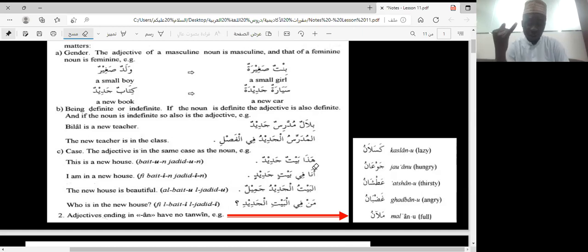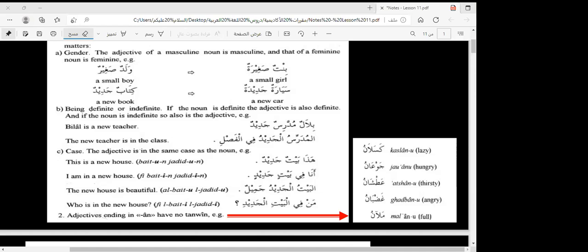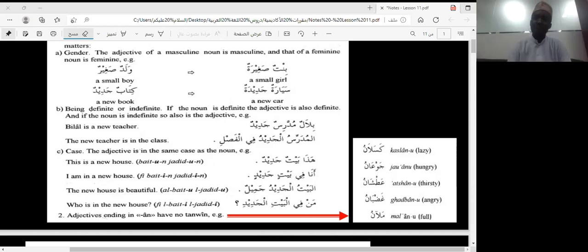The first one is what? The first matter in which na'at and man'ut are in agreement is what? Who can tell me? Who can remind me? Are you with me? That shouldn't take any time. The first one is what? You are not with me. The first one is gender. Someone wrote gender here. So the first one is gender. The second one is what?